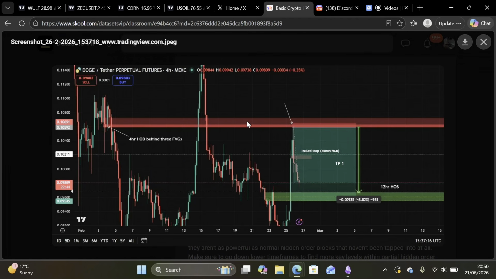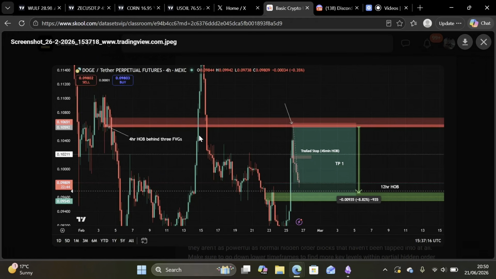Hidden order blocks can be used multiple times over, but the more times that they are hit, the weaker they become. It'd be pretty rare that I'd re-enter on a hidden order block in a medium time frame like the 4-hour. I mean, if it's a high time frame hidden order block, and it's refined well, and when I say refined well, I mean there are multiple hidden order blocks in that area, yeah, you could take a second or a third trade off that breaker block area, okay? But that's it right there.